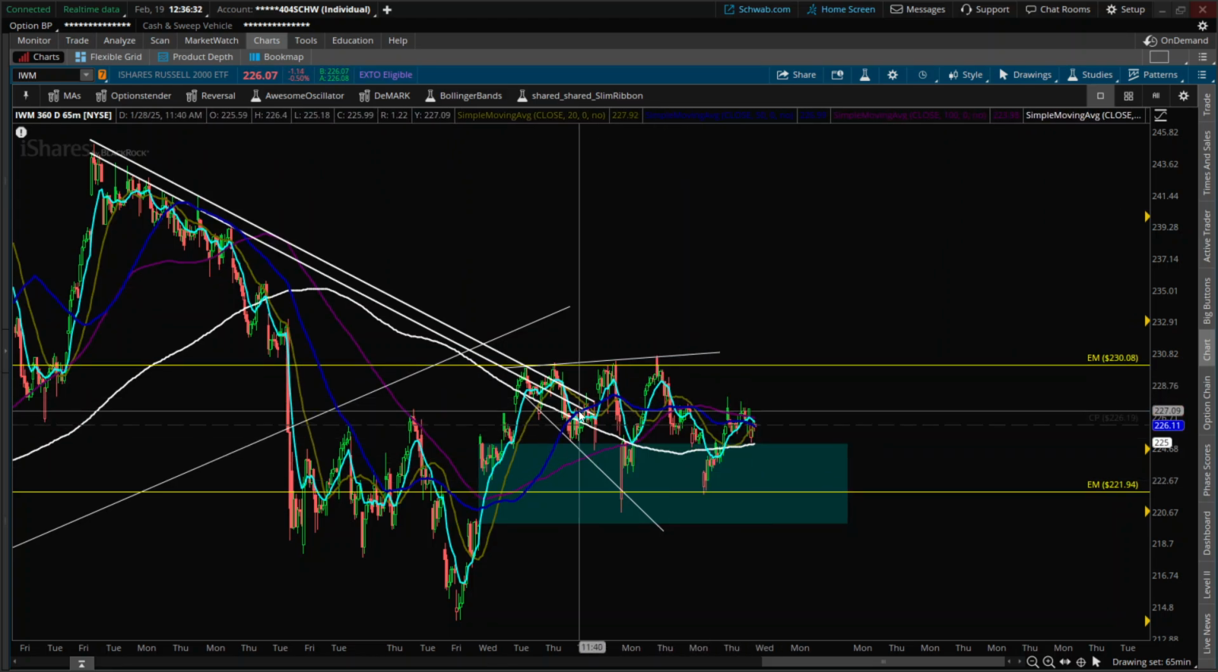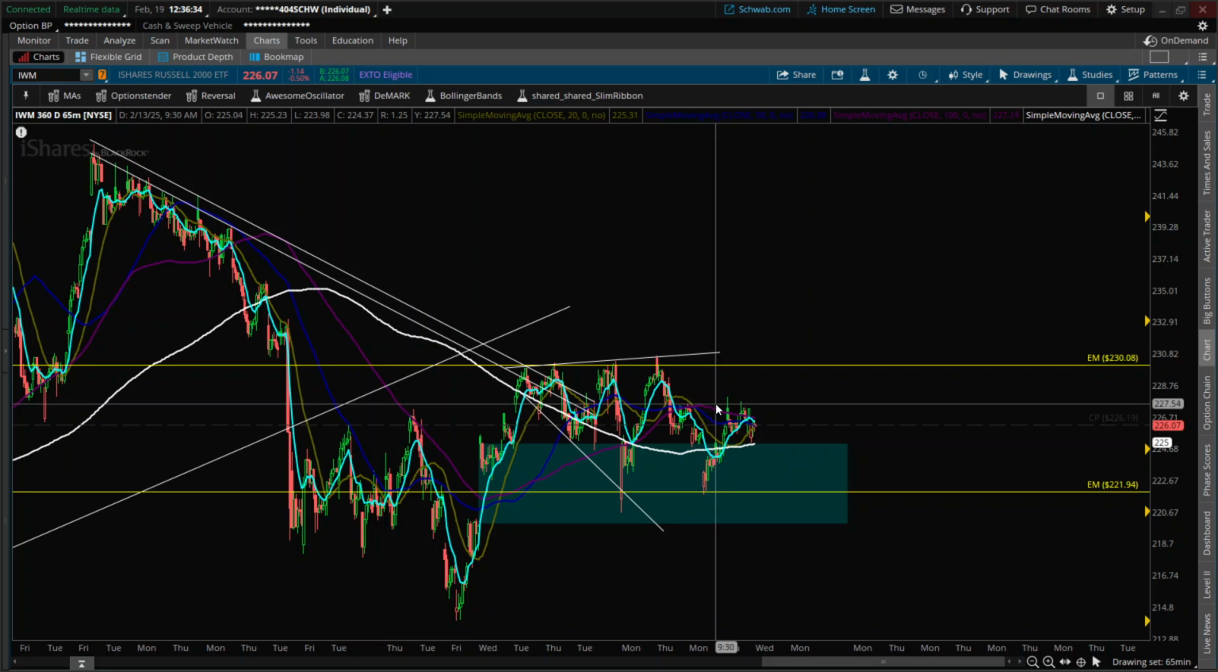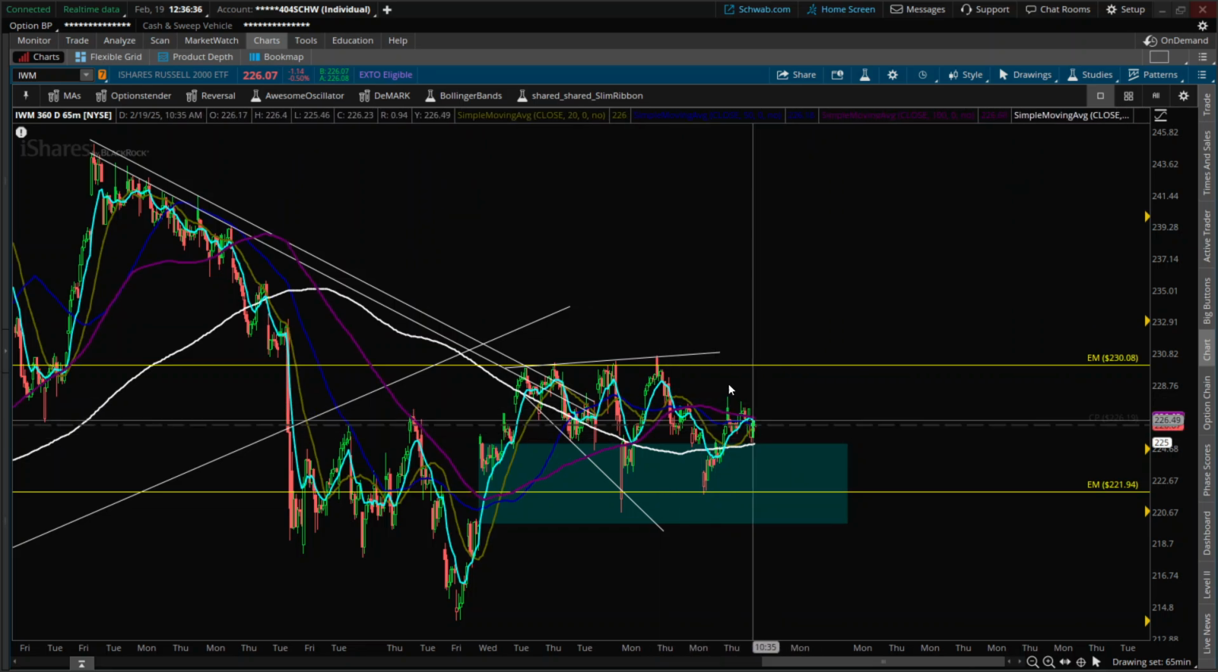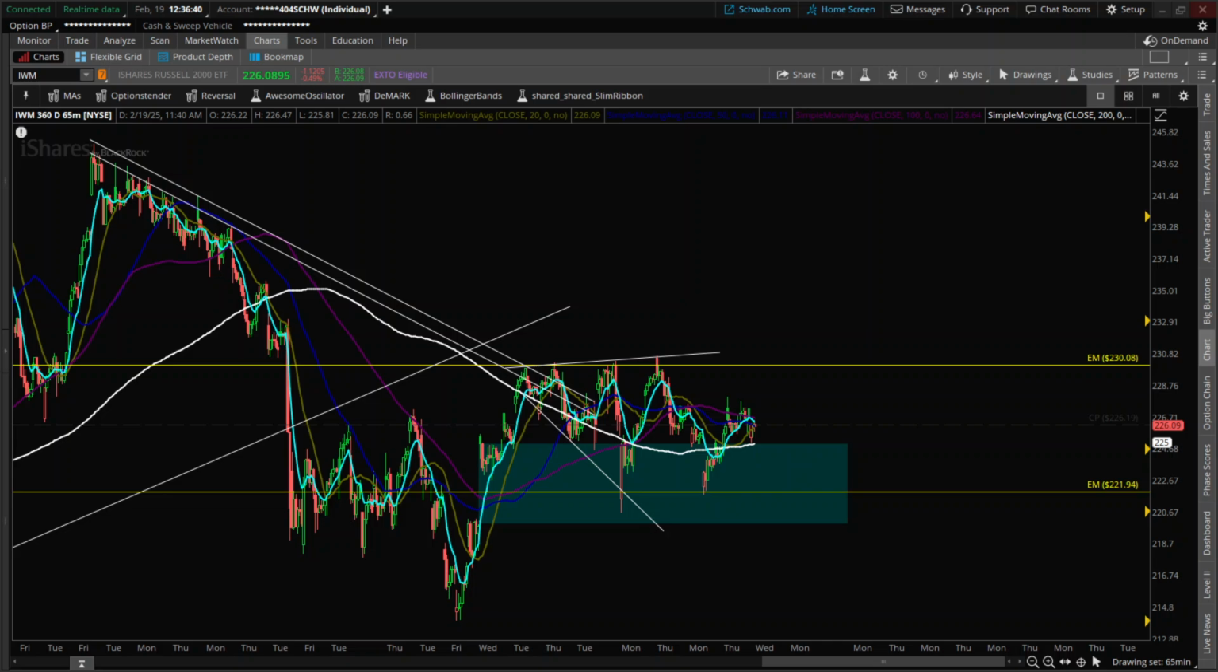The 50-day moving average and the 20, they're all curling down here. Let me look at my other screen real quick. And then, yeah, so we're pushing off of the 50, 20. All the moving averages are kind of clustered together here, just like on the 65. And so we're looking for a big move, whether it goes either way, we'll see.